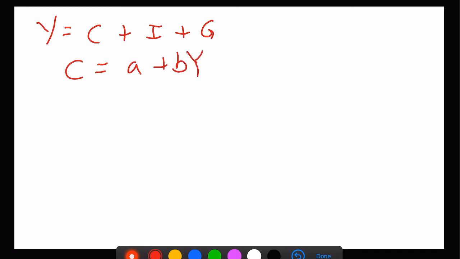Okay. Remember y equals c plus I plus g, and c equals a plus by. Yes? Well, I have two variables in this. I have c and I have y.